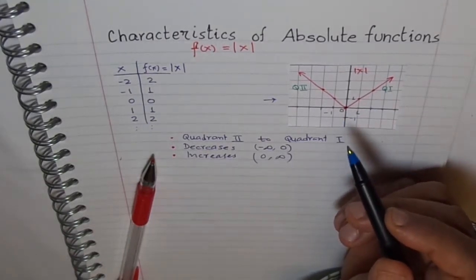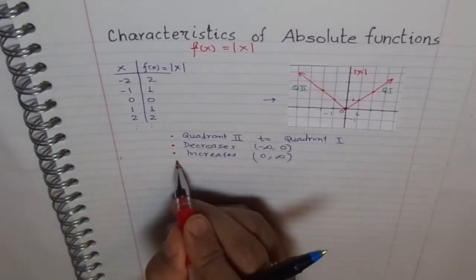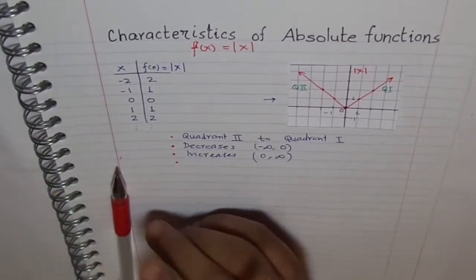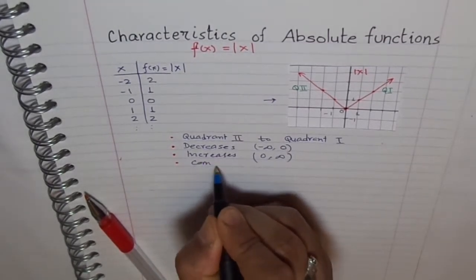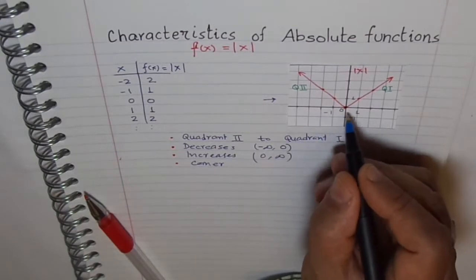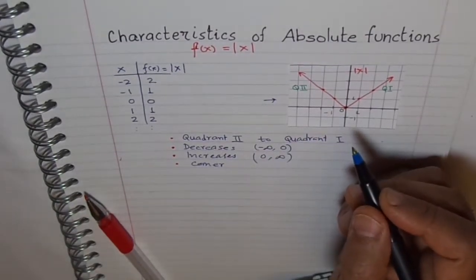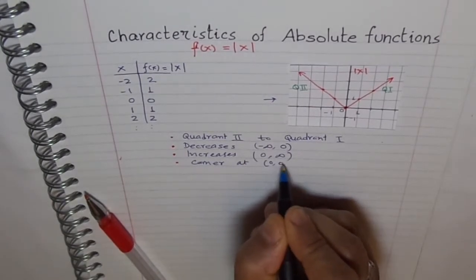What else do you notice here? We see at 0, what do we have? We have a corner. Well, this is very peculiar to an absolute function. It is a sharp corner, right? It's not a round kind of function as you could see in y equals x squared. So there is a corner at the origin. Let me write 0, 0.